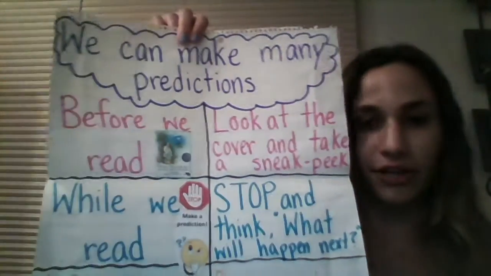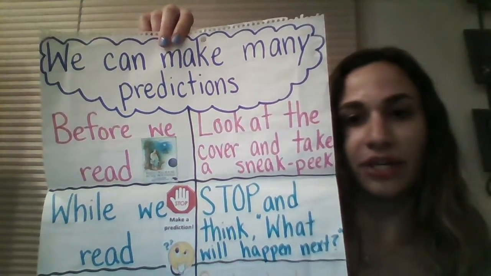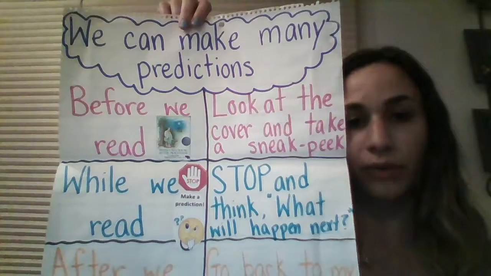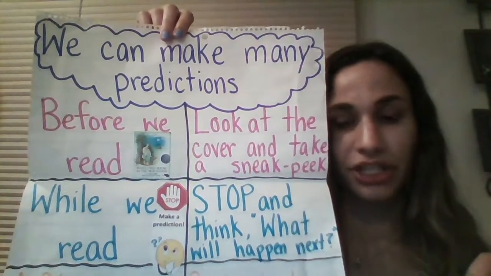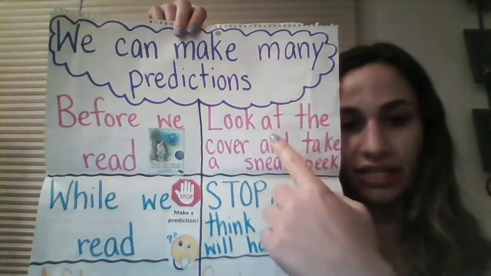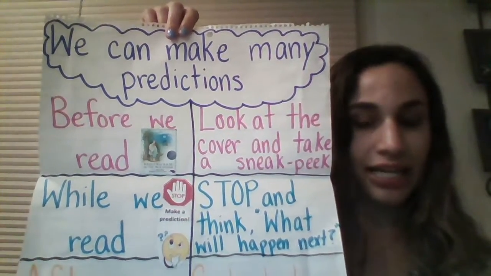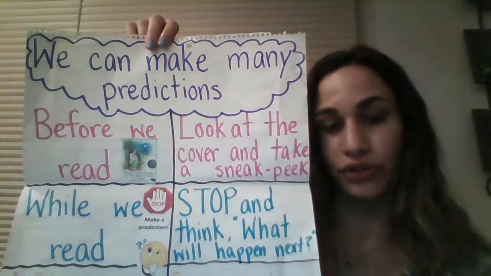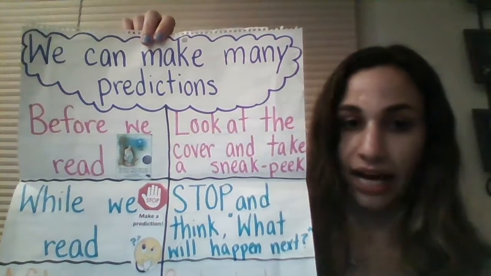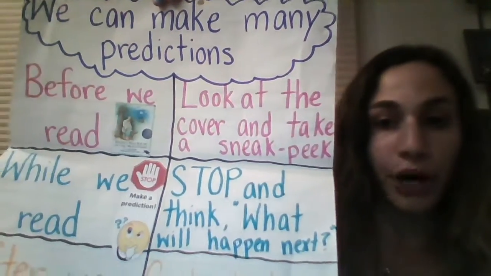This is an anchor chart that I used for the prediction lesson, and it says we can make many predictions before we read, while we read, and then after we read is assessing the predictions. So before we read is by looking at the cover of the book, taking a sneak peek, and this lesson was called Preview and Predict, so the students went over the strategy of previewing a text or taking a sneak peek, thinking, what will this book be about, how do I know?